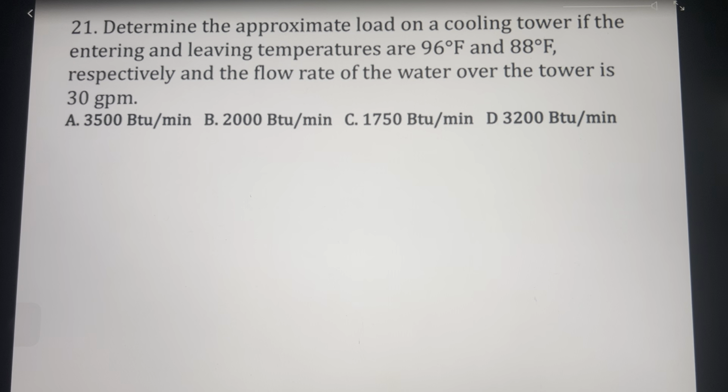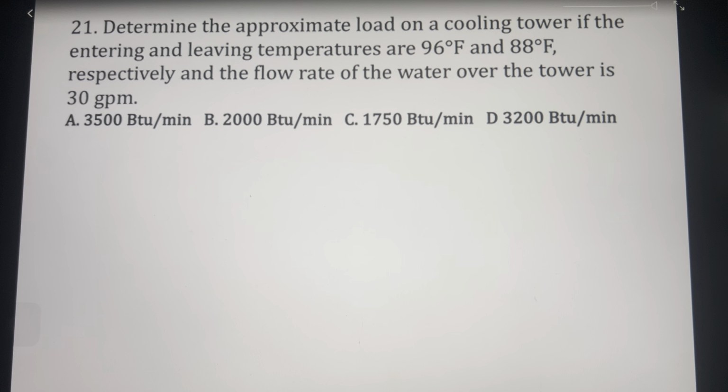What is the load on a cooling tower if the entering and leaving temperatures are 96 and 88 degrees Fahrenheit respectively, and the flow rate of the water over the tower is 30 gallons per minute? So the load on a cooling tower is equivalent to m Cp delta T. Cp is our specific heat, which is a constant, and we have the exit and entrance temperature of our cooling tower, so we can solve our change in temperature.